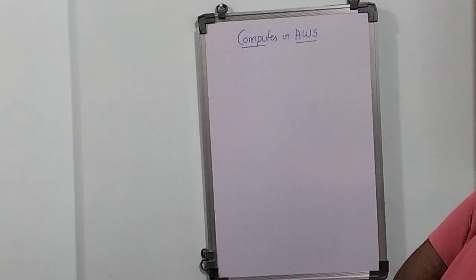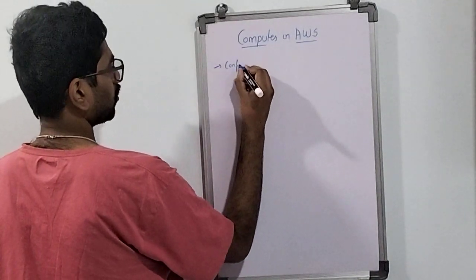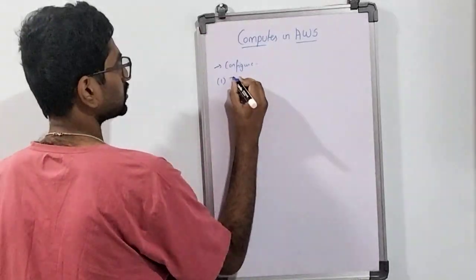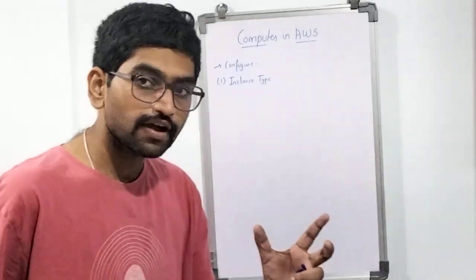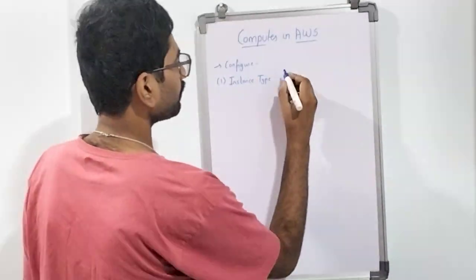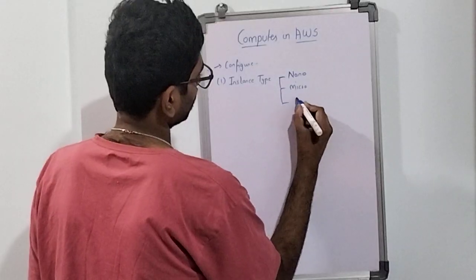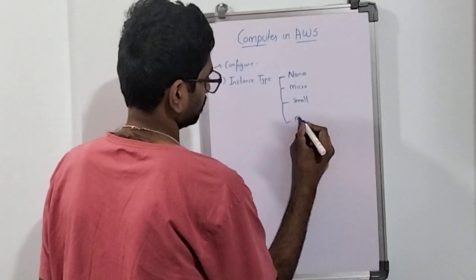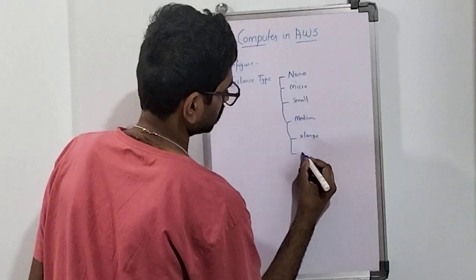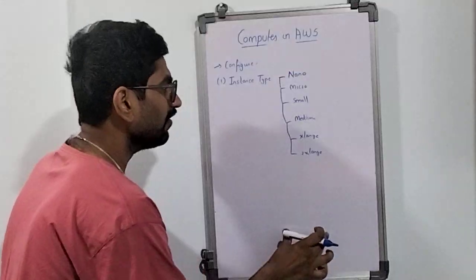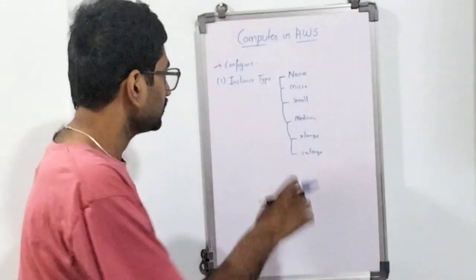Now one very important concept here is that in computes you can configure many things. First thing is your instance type. Depending upon your requirement, you can choose the instance type. We have different instance types: nano, micro, small, medium, large, which is also called X large, and 2x large. And depending upon the instance configurations, this instance type will depend.